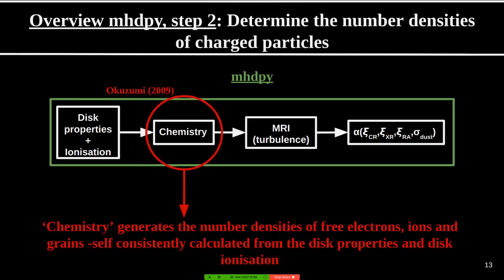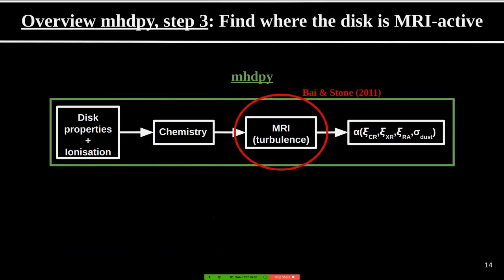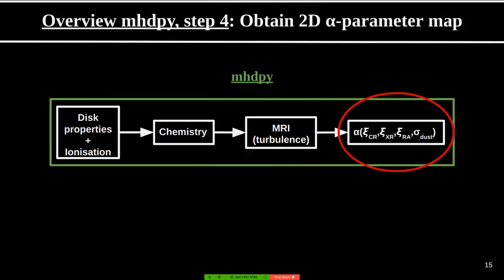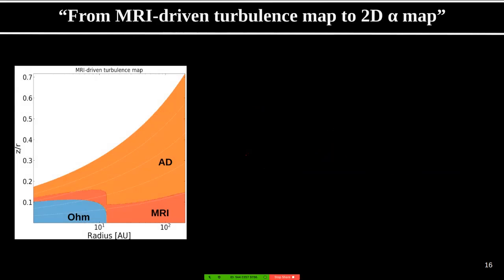Once you have the number densities of charged particles, you can know where the disk is MRI active and where it is not. To do so, we use the Bai and Stone 2011 criterion. Once you have this, you can finally obtain the 2D alpha parameter map, which is the output of MHDPy. So how does it look in practice? Once you have the number densities of charged particles, you can know where it is MRI active and where it is not. Basically you can draw a map here, which is called the MRI-driven turbulence map, and it tells you where in the disk the MRI region is.